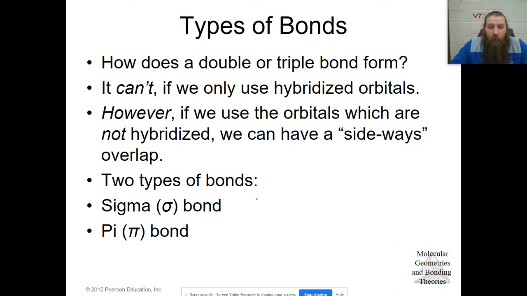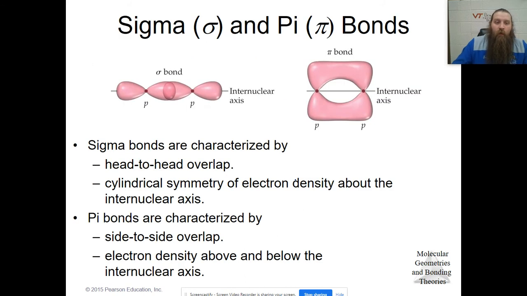Now, there are more than just single bonds, right? So how does a double or a triple bond work with hybridized orbitals? Well, the simple answer is it can't if you only have hybridized orbitals. But there are other kinds of orbitals that are not hybridized. They have sideways overlap, not end-to-end overlap. So we end up with 2 kinds of bonds that we see in molecules. We have sigma bonds, which are symbolized by sigma, and we have pi bonds. Sigma bonds are always head-to-head overlap. You get this nice cylinder shape, right? And my single bonds are always sigma bonds, okay?